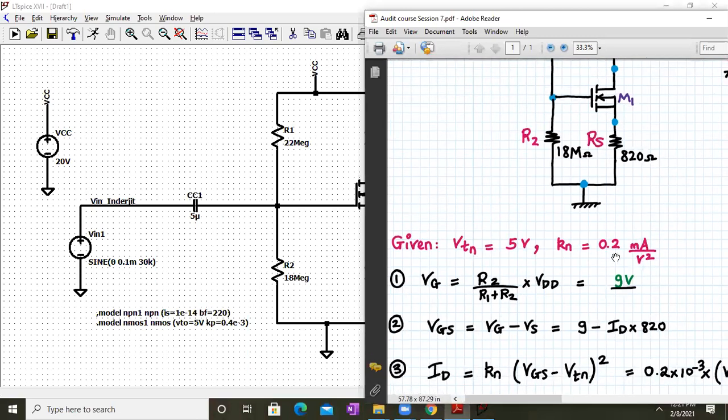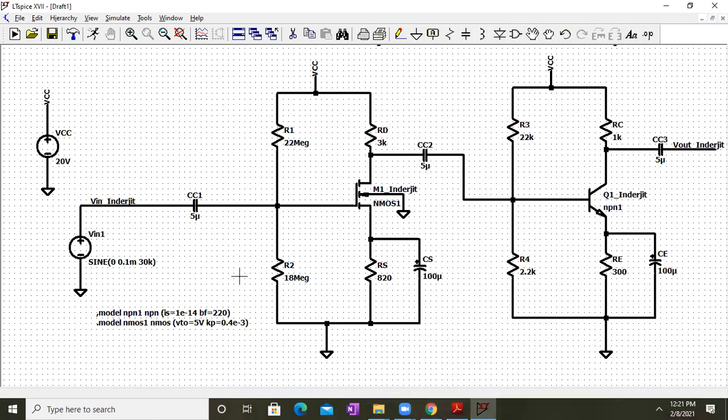So here it is given as 0.2. That's why we are writing double the value to compensate for that half, for that 0.5 in the formula. So that's why we have written over here 0.5 e raised to minus 3. And now let us check the DC analysis.